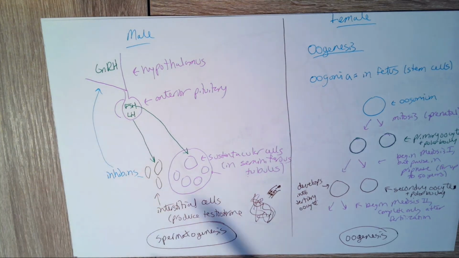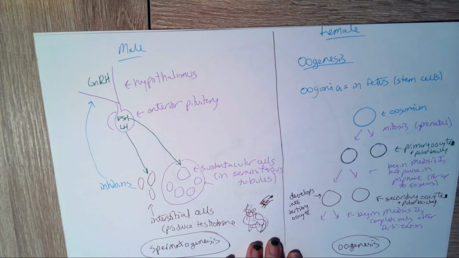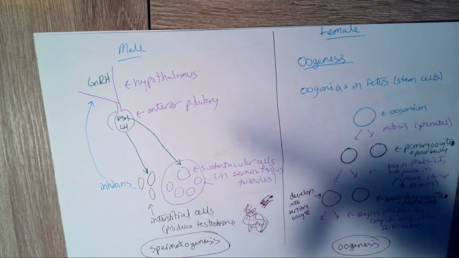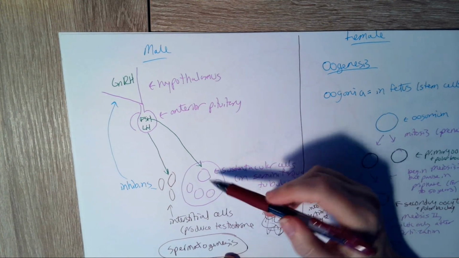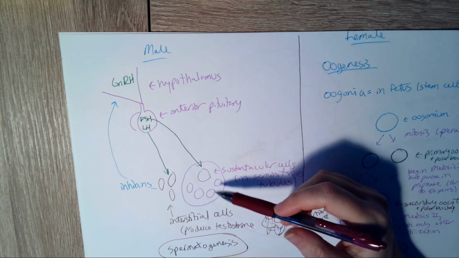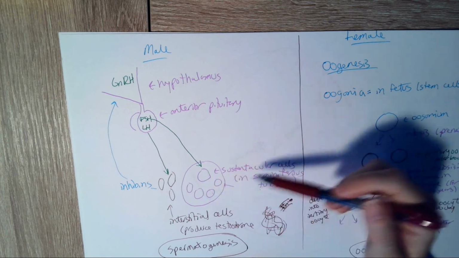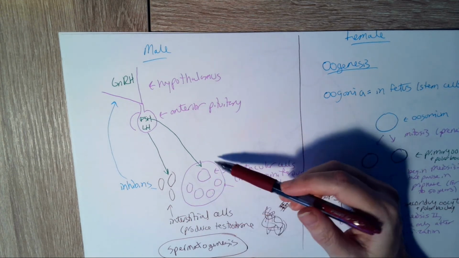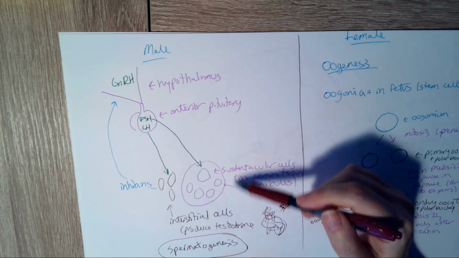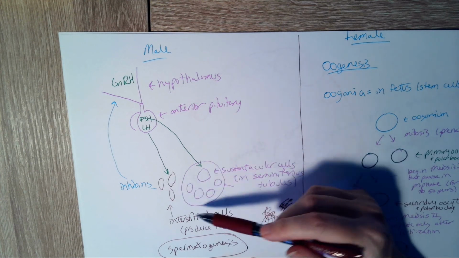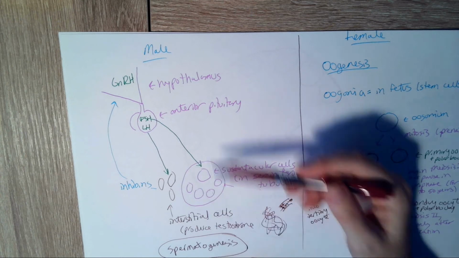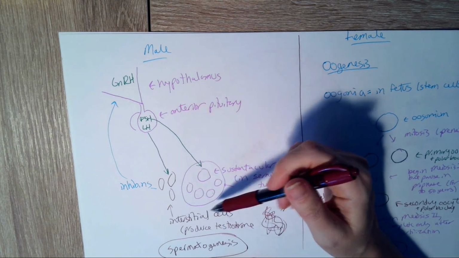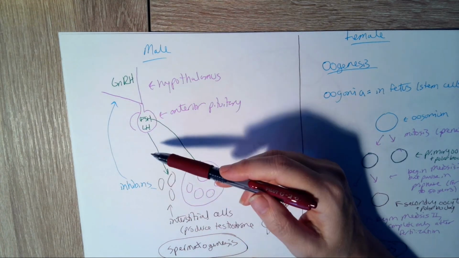Now, for the female, there's also going to be sort of the same situation, but let's just use this picture instead for right now. Instead of having sustentacular cells in the seminiferous tubules and interstitial cells, we'll be dealing with ovaries. So these would be cells in the ovary that produce estrogen, and follicular cells that surround the oocytes. And when they're being stimulated by FSH and LH, they also secrete inhibins, which do the same thing.